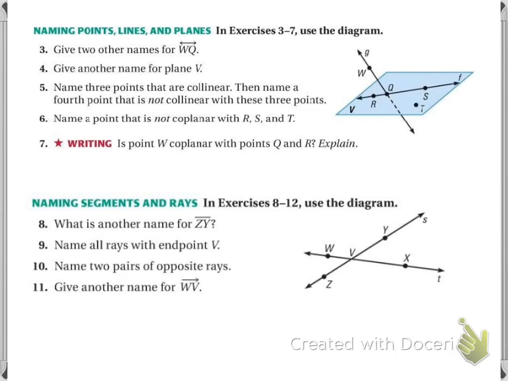Give two other names for WQ. I can flip it around, QW, make sure I leave it as a line, put the arrows on top, or it could be just simply lowercase g because that's the name of the line.